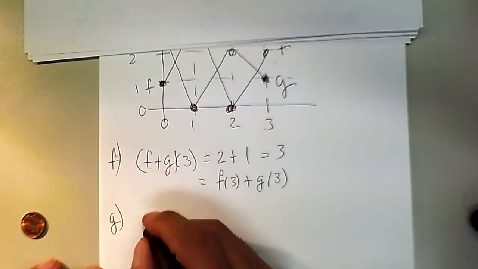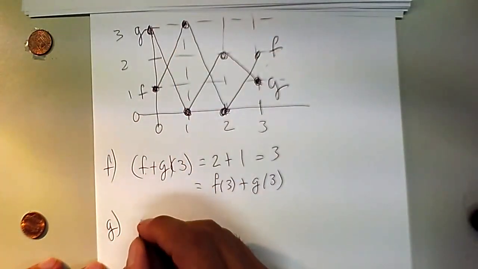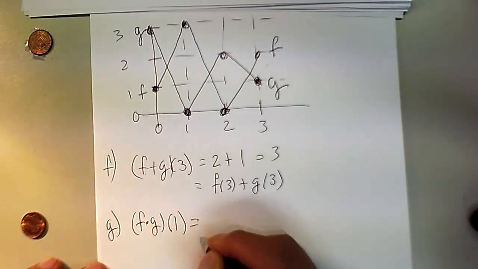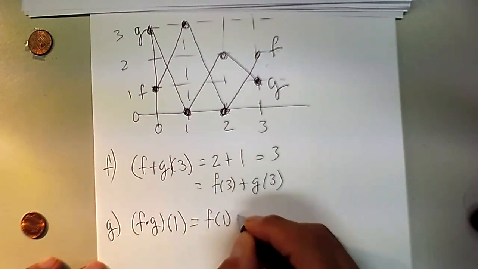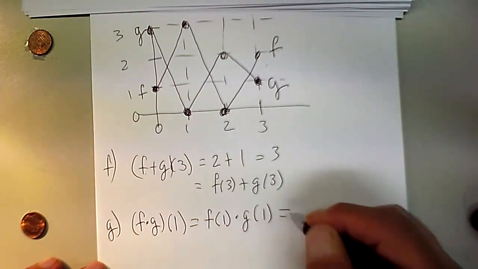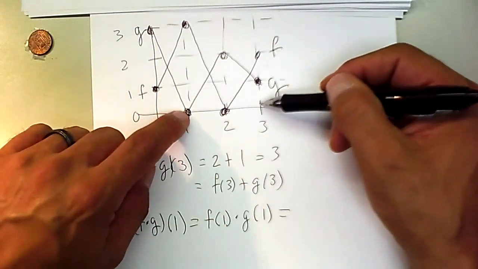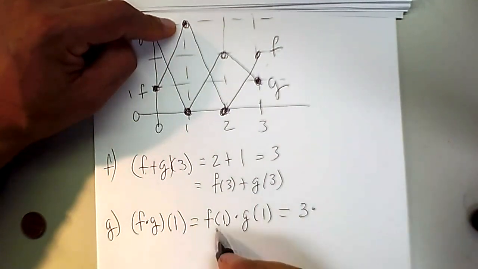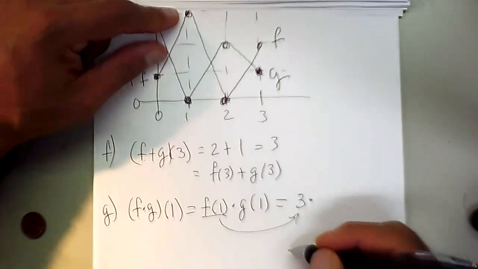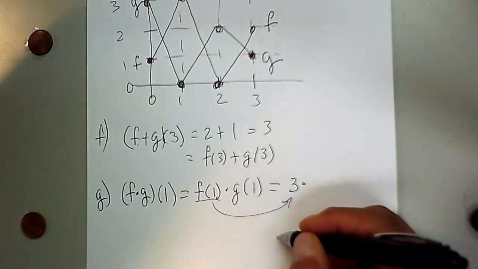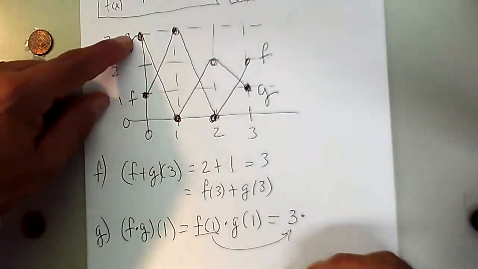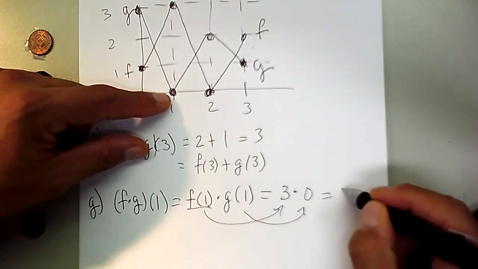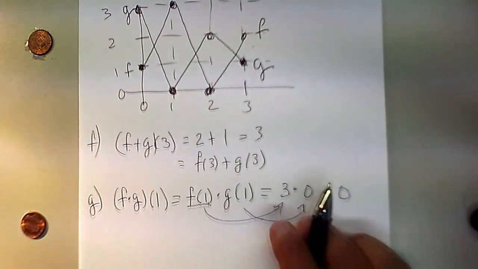How about F times G, not to be confused with the composition of 1. Okay, let's do this. So this means F of 1 times G of 1. So on the graph, F of 1 I can see is 3. So F of 1 is 3. G of 1 is 0. Oh, G of 1 is 0. So the answer is 3 times 0, 0. Okay.